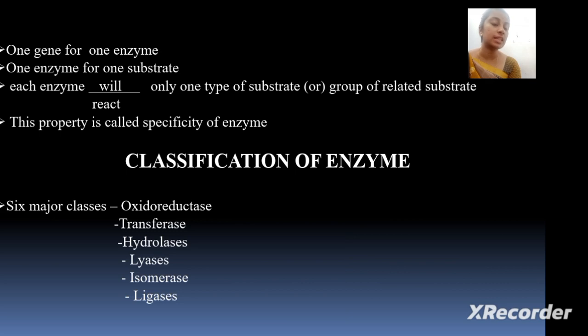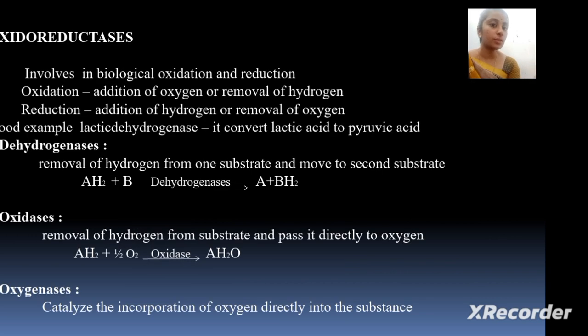Classification of enzymes. Enzymes are classified into six major classes: oxidoreductase, transferase, hydrolase, lyase, isomerase, and ligase. The enzymes are classified based on their action. The first one is oxidoreductase. Oxidoreductases are enzymes involved in oxidation and reduction. Oxidation means addition of oxygen or removal of hydrogen. Reduction means addition of hydrogen or removal of oxygen. A very good example of oxidoreductase is lactic dehydrogenase.